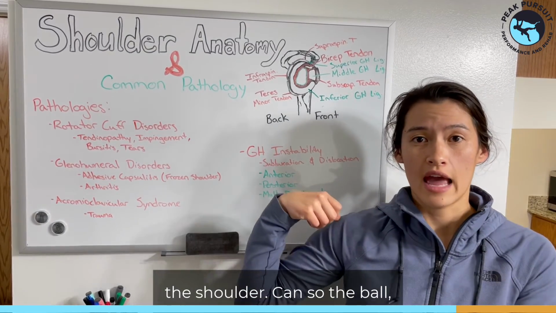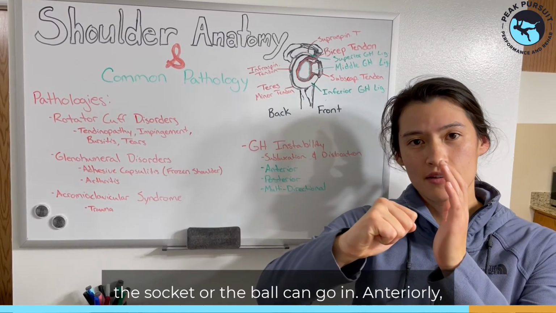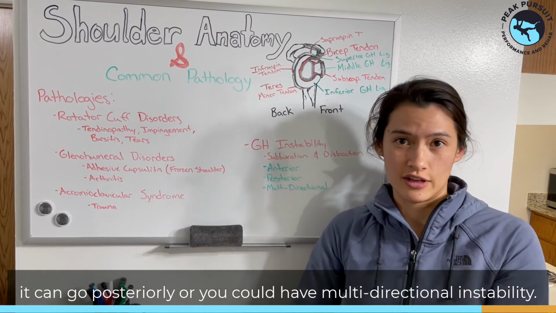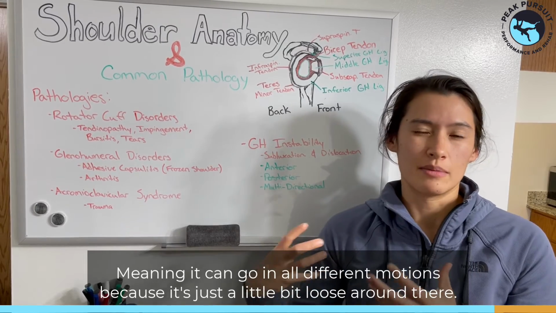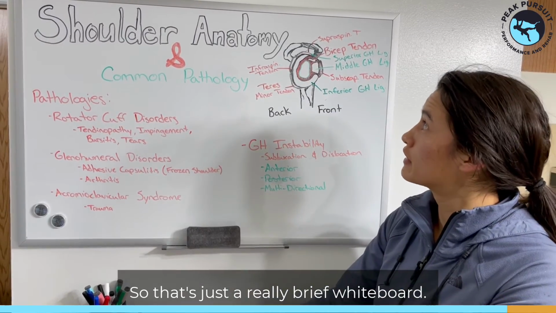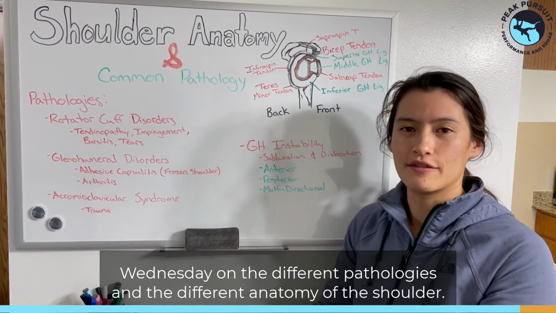The ball can go anteriorly, it can go posteriorly, or you could have multi-directional instability, meaning it can go in all different motions because it's just a little bit loose around there. So that's just a really brief Whiteboard Wednesday on the different pathologies and the different anatomy of the shoulder.